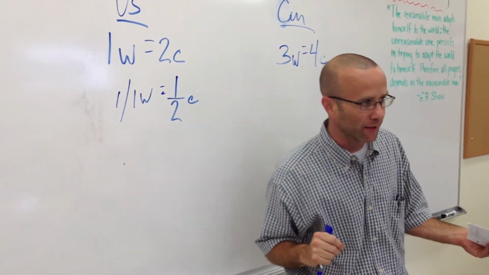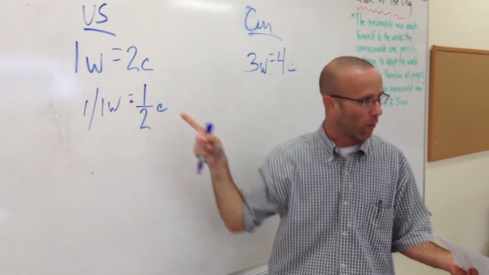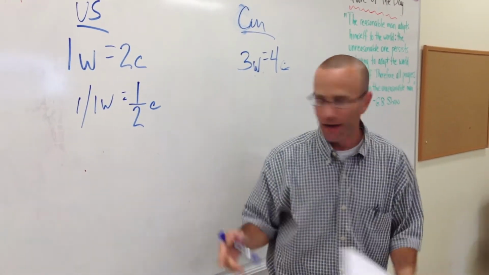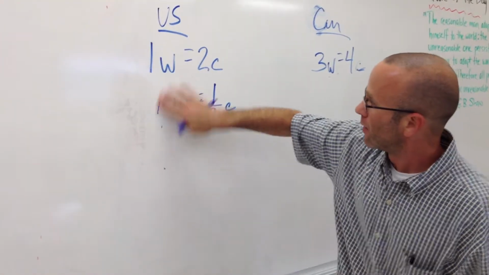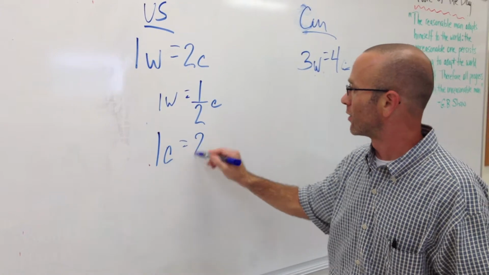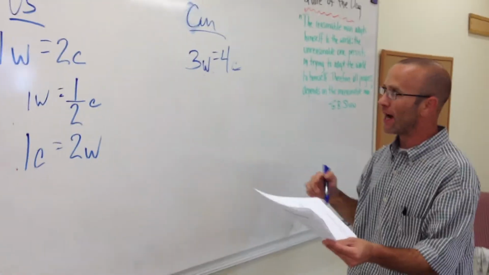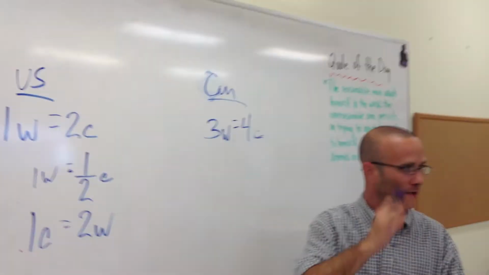Do I have to do anything else here? No, because if I wanted to make this 1, I would still be multiplying both sides by 1. I'd get the same exact thing. So 1W equals 1/2 C. Just flip it for the reciprocal. 1C equals 2W. Now over here, well, this might make more sense because they don't give us that 1.